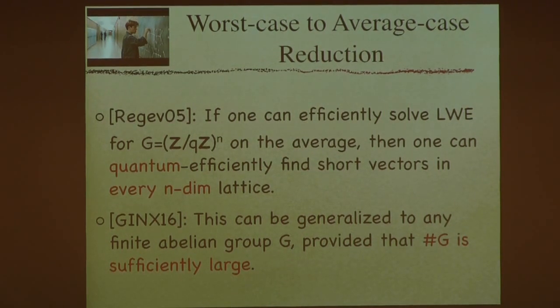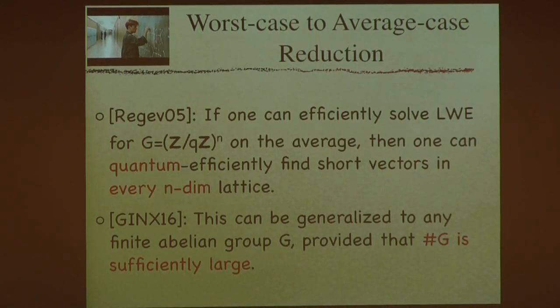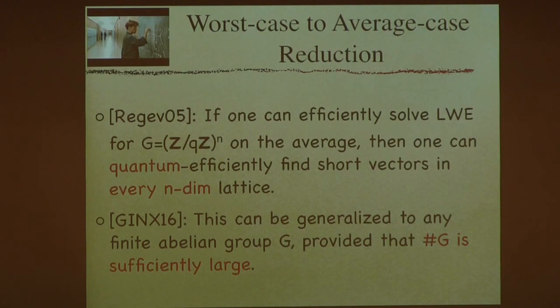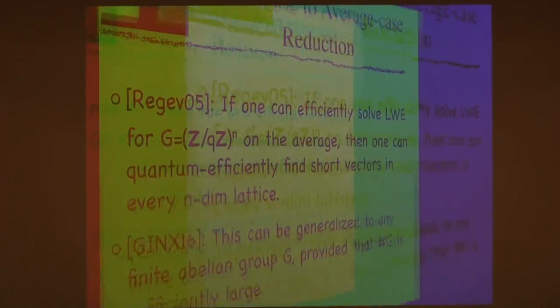And again, recently it was shown that this can be generalized to any finite abelian group under the same constraint that the group order must be sufficiently large, which means that the volume of the average case lattice must be sufficiently large. Okay, what really matters is the size of the volume. Okay, so these are the basics.